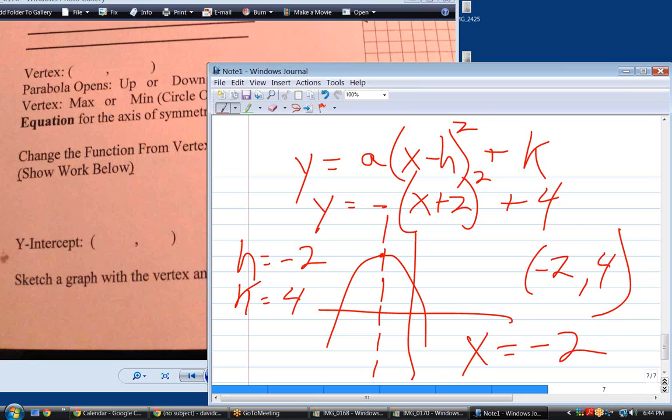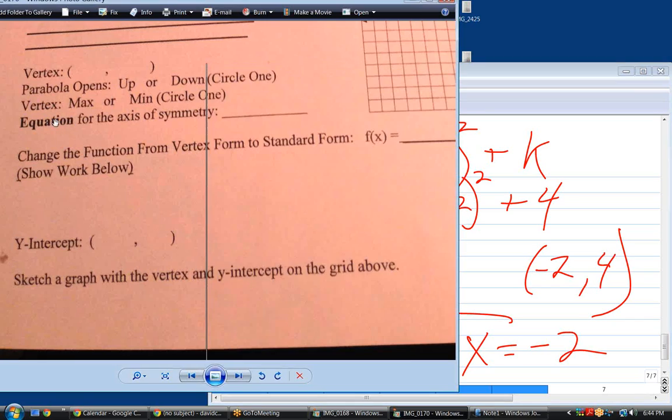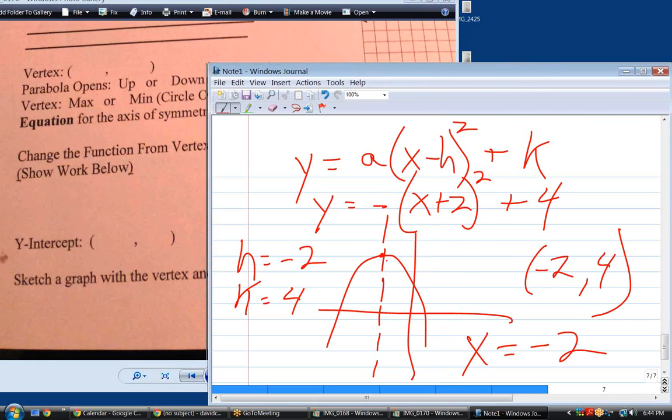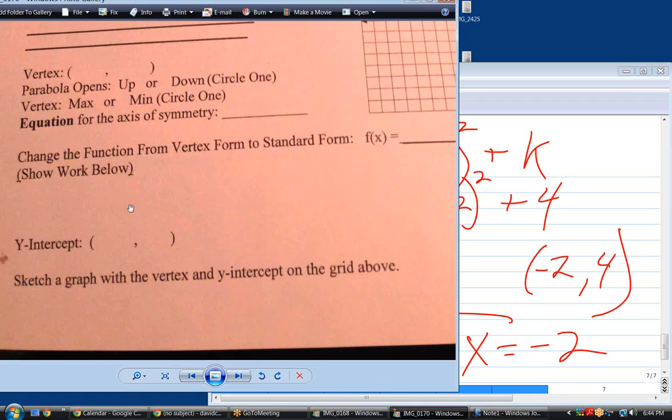So whenever you're defining lines, notice that they want the equation for the axis of symmetry. Well, the axis of symmetry is that entire dotted line. So they're looking for the equation of a line. And I'm guessing that if you were to put -2, you'd lose a point or two off of it. You might not lose full credit, but you want to write the equation of the line.